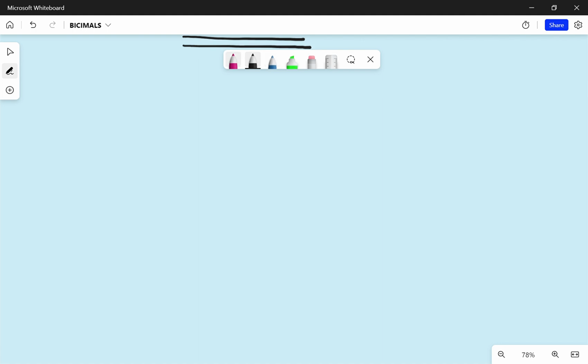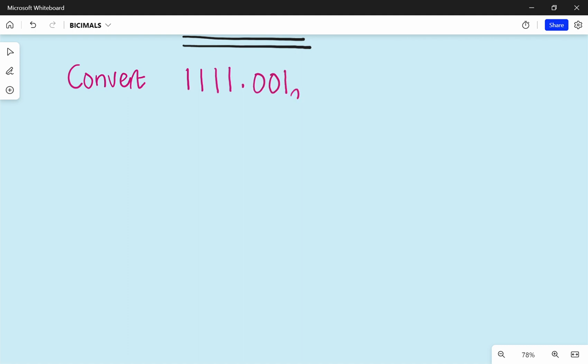Example 3. Okay, convert 1111.001 base 2 to a number in base 10. So this is an easy solution. Let's look at the solution.